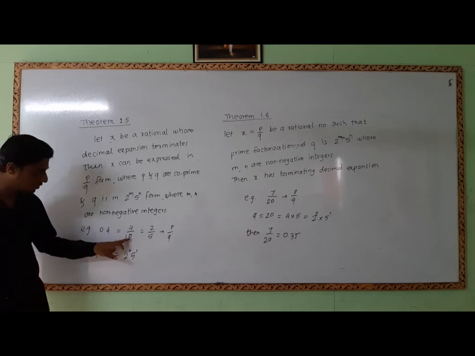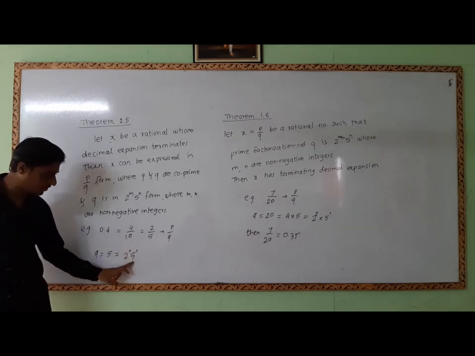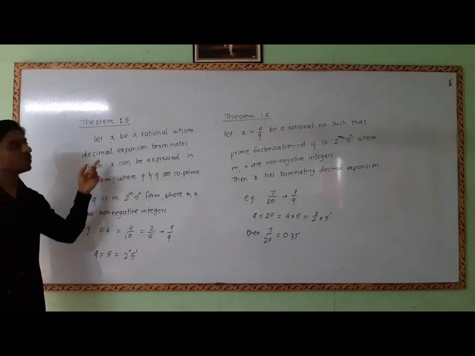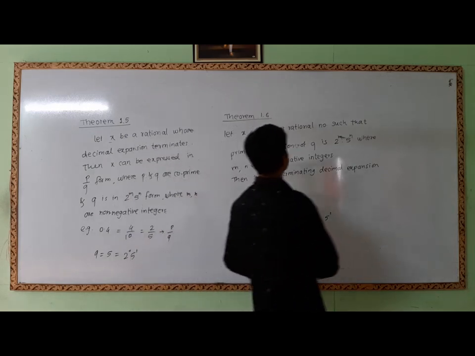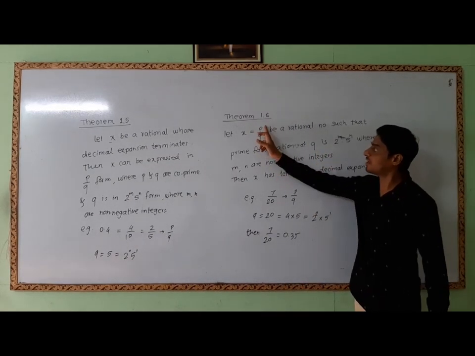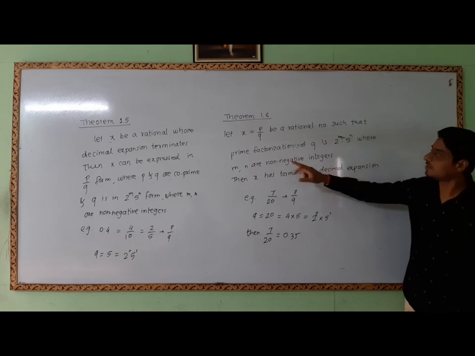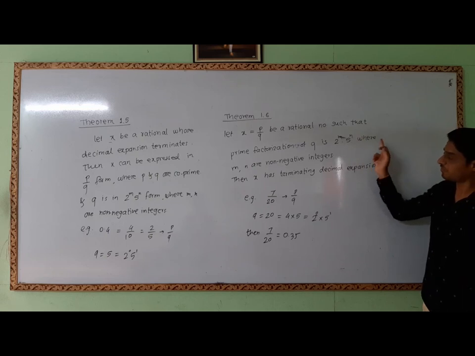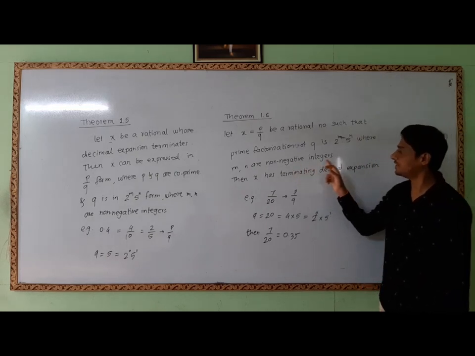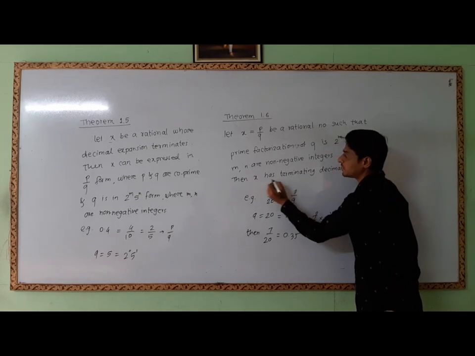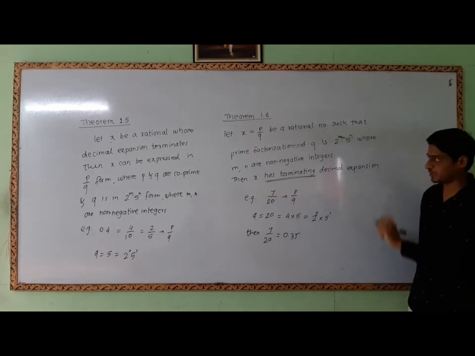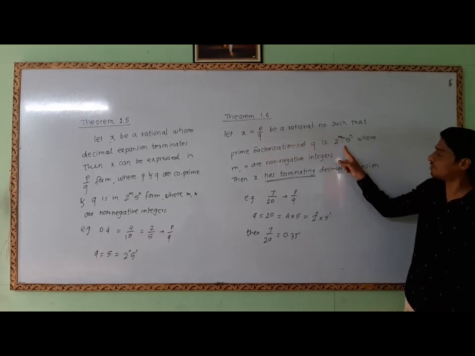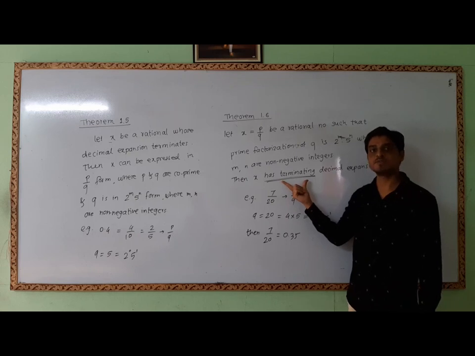So this decimal expansion is terminating. Then the denominator should be in this form, 2 raised to m into 5 raised to n. This is theorem 1.5. Now theorem 1.6 is the converse of this theorem. Let x is equal to p upon q be a rational number such that the prime factorization of q is of the form 2 raised to m into 5 raised to n, where m and n are non-negative integers. Then x must have a terminating decimal expansion. If x is in the form of p upon q and q is in this form, then x must be in terminating form.